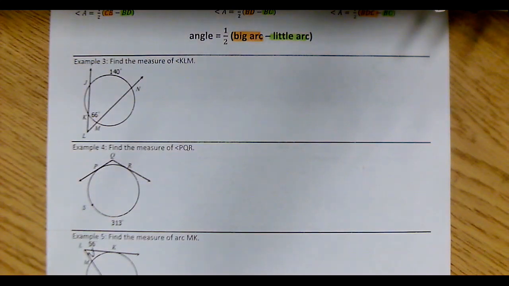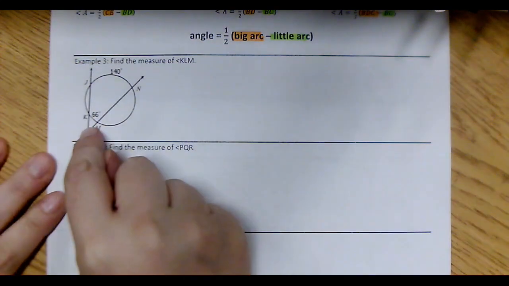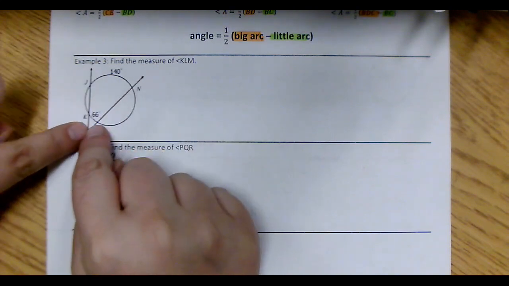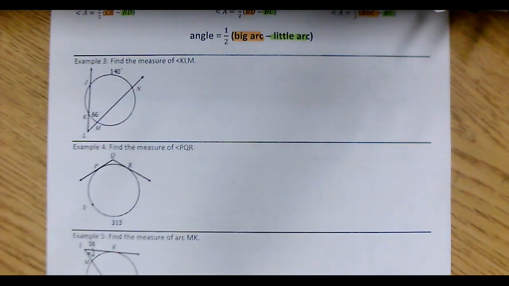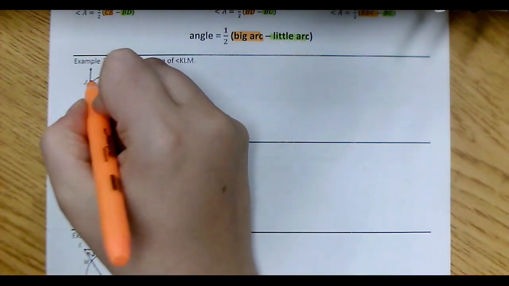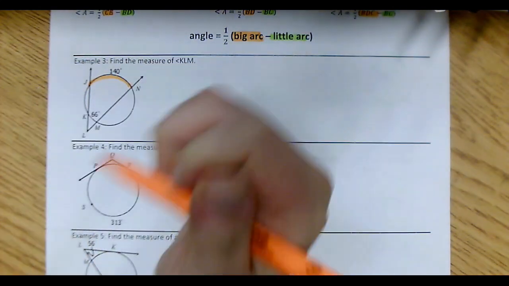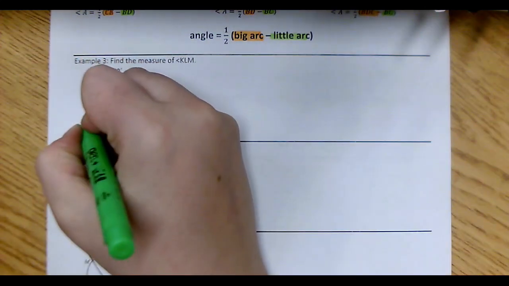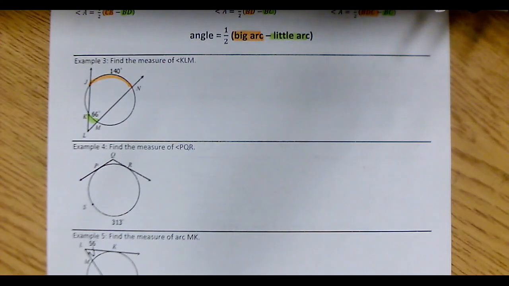So example number 3, we want to find the measure of angle KLM. So I can see my angles right down here. And if you notice, the secant lines are cutting into our circle here. So we have this big arc that's between those two, which is the 140. And we have the little arc between those two, which is the 66. And this one's probably a little bit easier to tell because you definitely have some measurements for those, and obviously 140 is definitely going to be larger than 66.